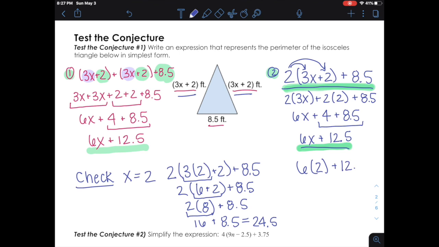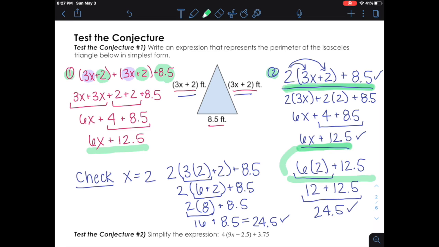So we have 6 times x, which was 2, plus 12.5. So order of operations says we have to do multiplication first. 6 times 2 is 12, plus 12.5. One more step, we have to add 12 plus 12.5, and that gives us 24.5, which is the same answer. So we did just prove that this expression is equivalent to this expression.